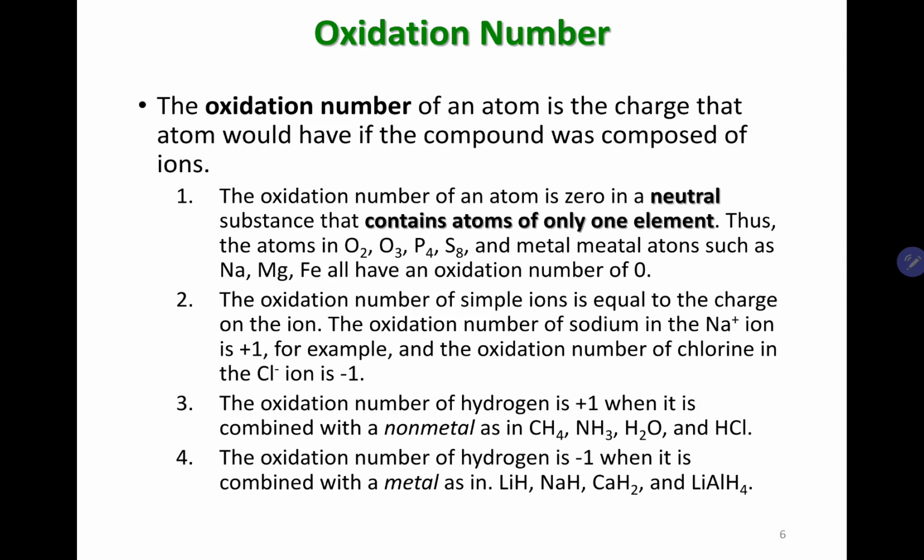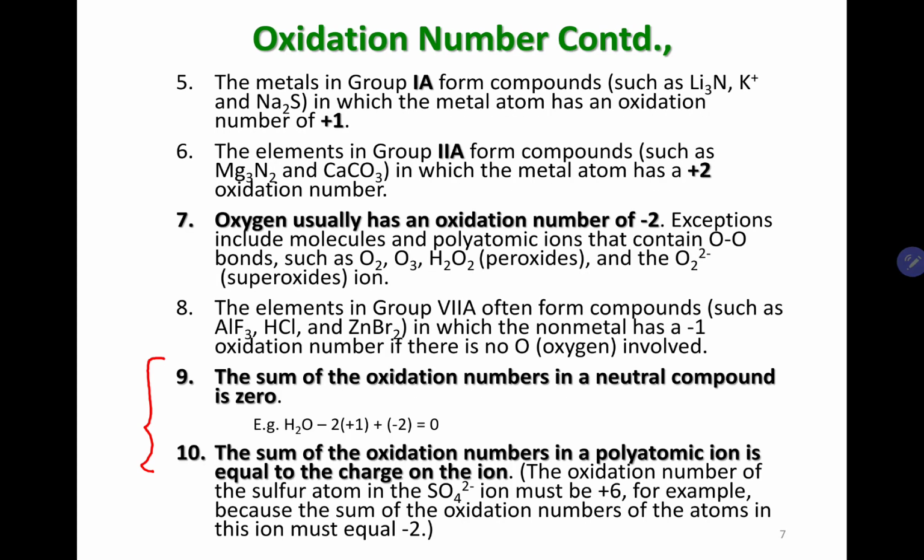In rules number 3 and 4 we discussed the oxidation number of hydrogen. The oxidation number of hydrogen is +1 if hydrogen is attached to a non-metal, and if hydrogen is attached to a metal, the oxidation number of hydrogen is going to be -1.